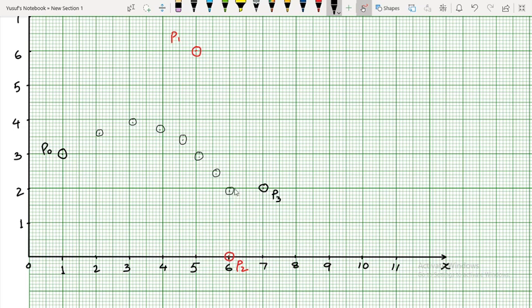Then 6.4, 1.6. 6.4 and 1.6. Then 6.7, 1.6. 6.7 and 1.6. Then 7 comma 2. So these are the points you're supposed to join.